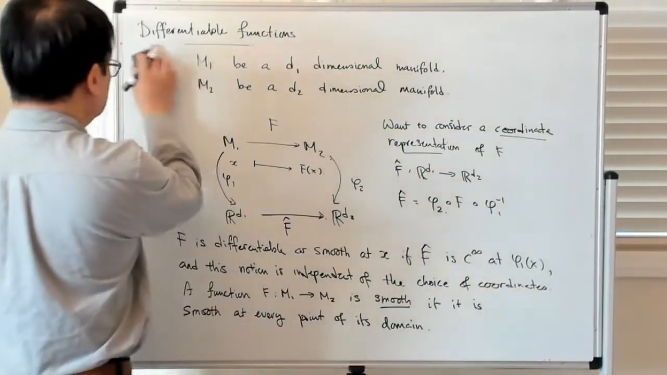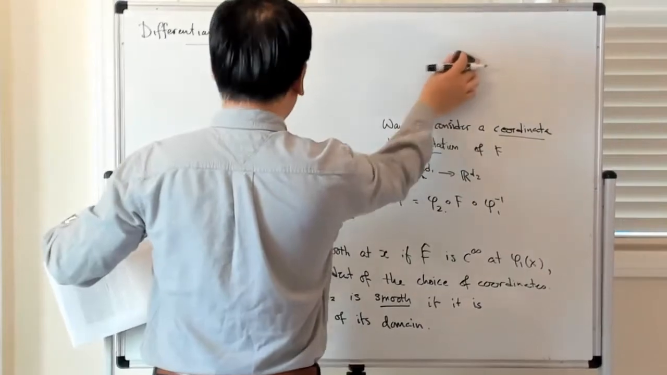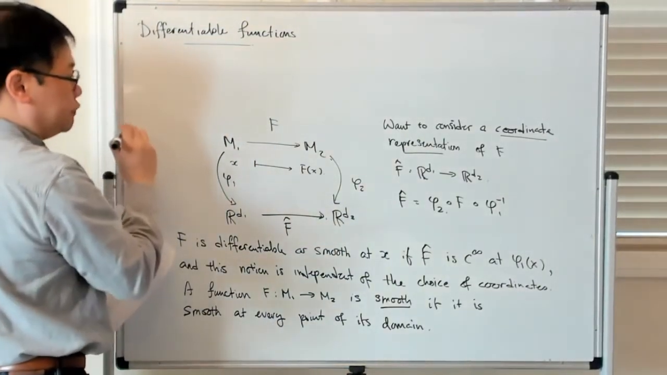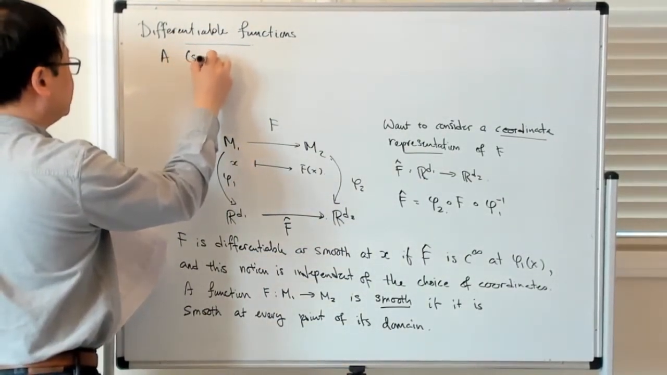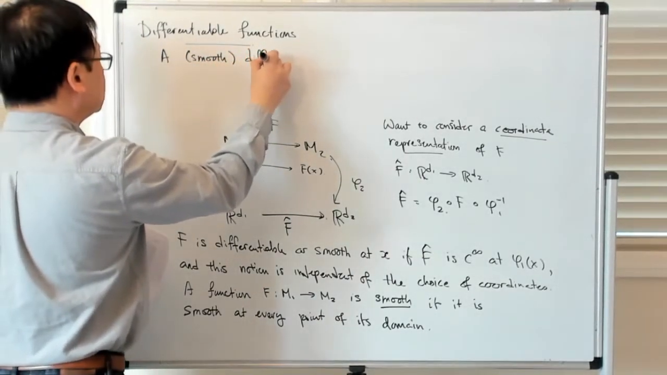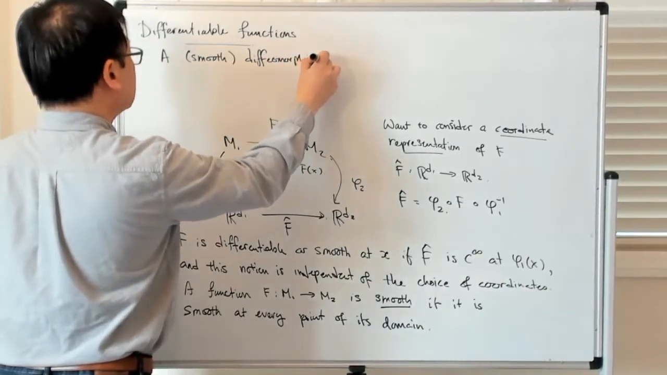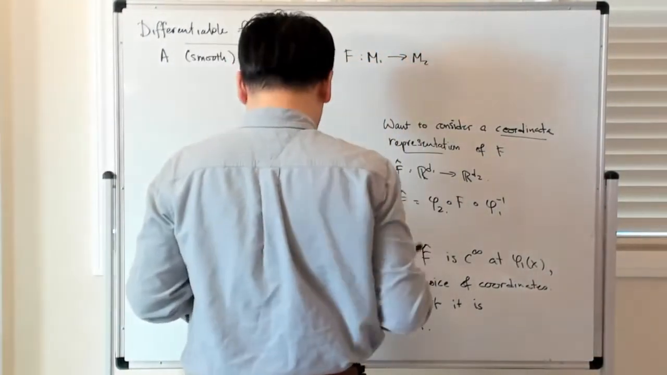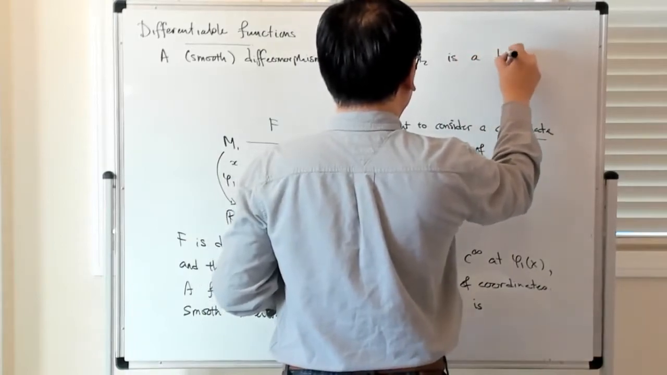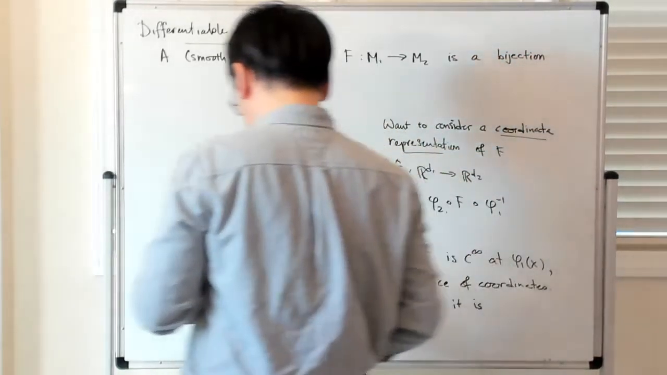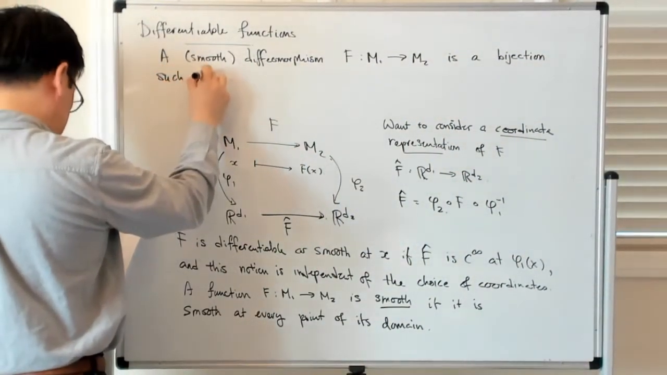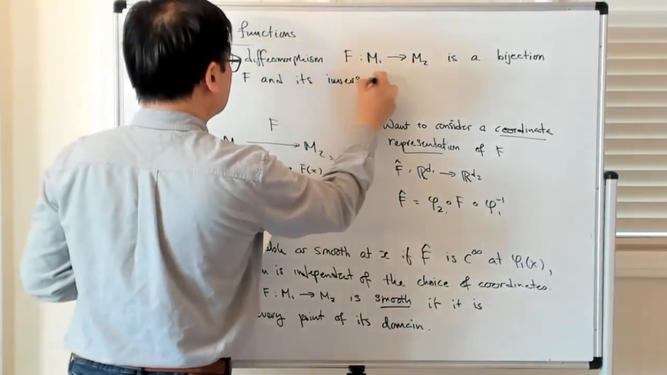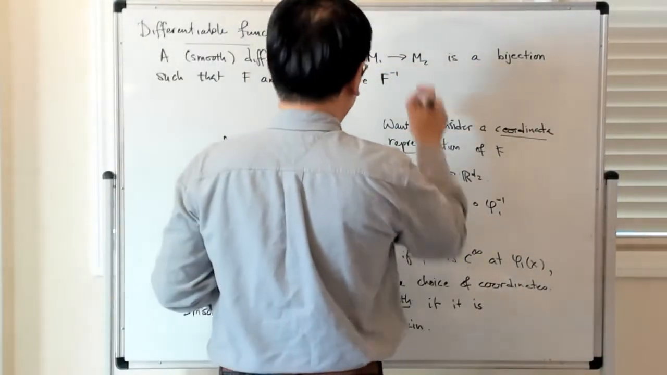All right. So now we have this notion of smoothness of maps between manifolds. So you can talk about what are called diffeomorphisms. So a smooth diffeomorphism f from M1 to M2 is a bijection, which is to say that it's one-to-one and onto, such that f and its inverse, f inverse, are both smooth.